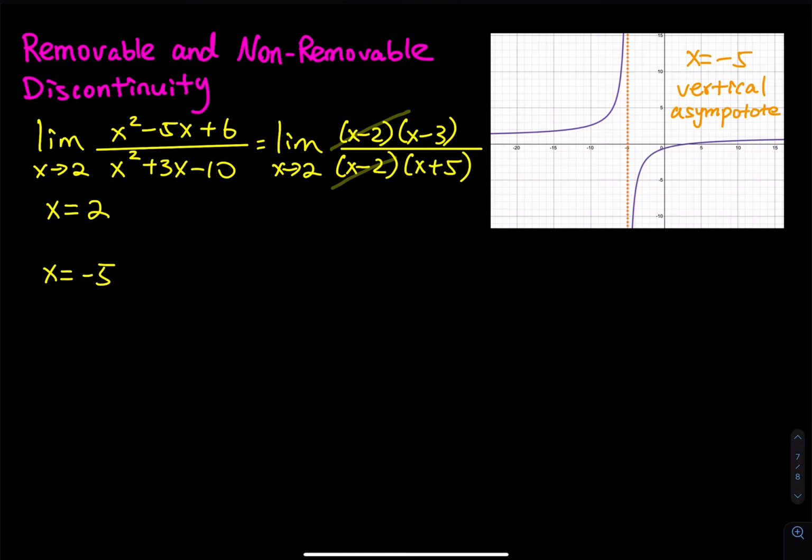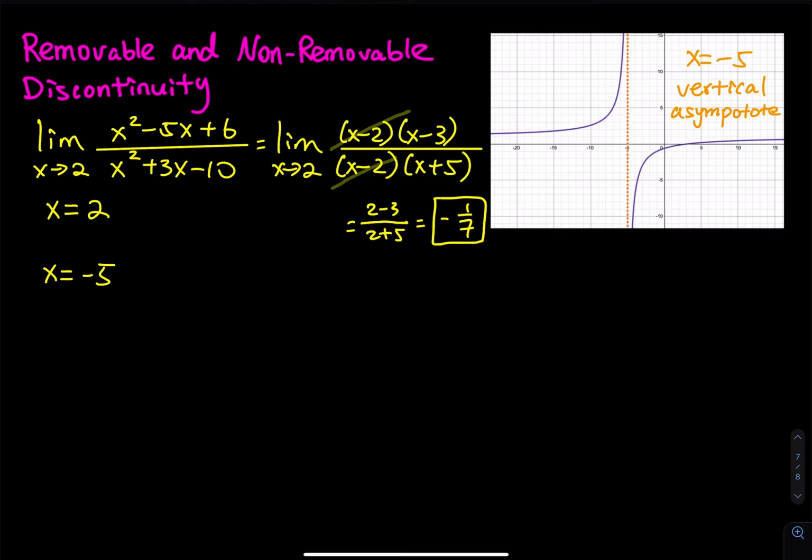So after the cancellation, can you plug in x equals 2? The answer is absolutely yes. You plug in x equals 2, then what do we have? Then we have 2 minus 3 divided by 2 plus 5, right? Then that equals negative 1 over 7. So this is the answer to the limit. When x equals 2, y equals negative 1 over 7, which is a point on the graph.